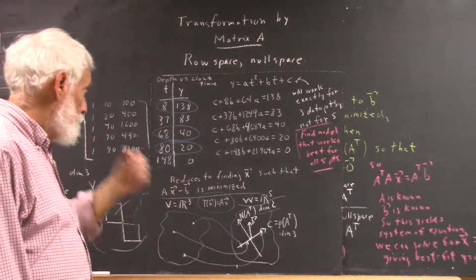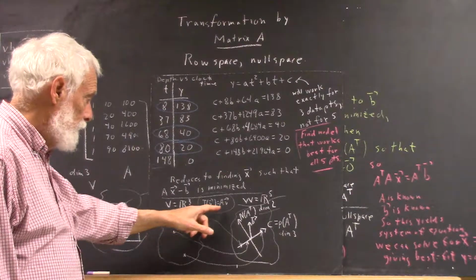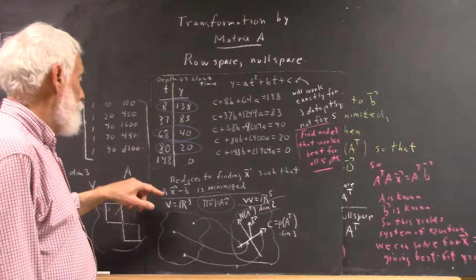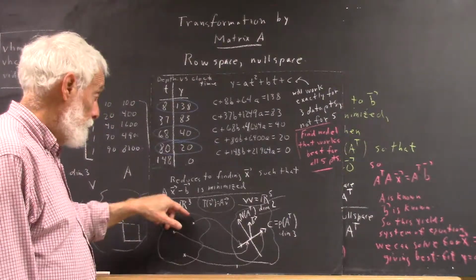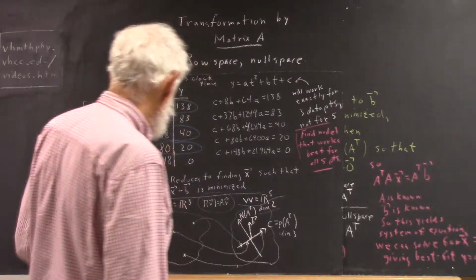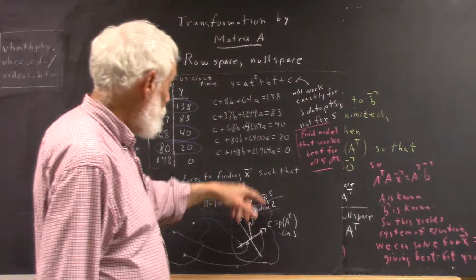We can picture this situation in terms of a transformation, T of v equals A times v. T takes the space V, which is an R3 space, to W, which is an R5 space. It maps every vector in V to some vector in W.